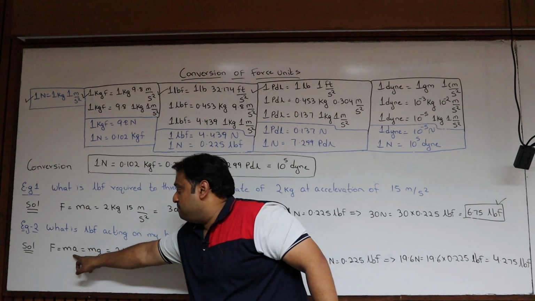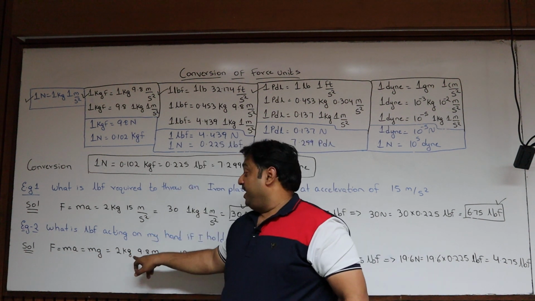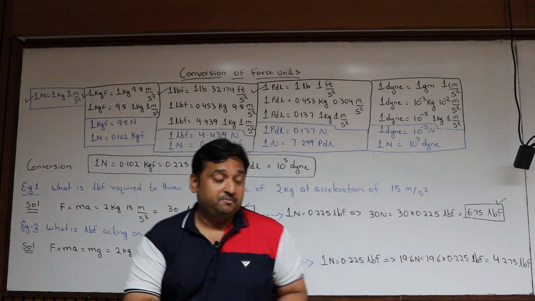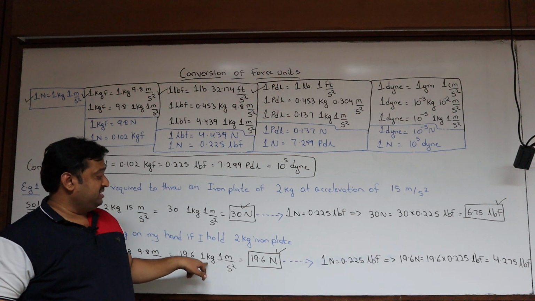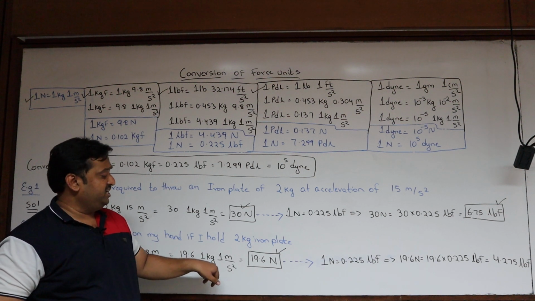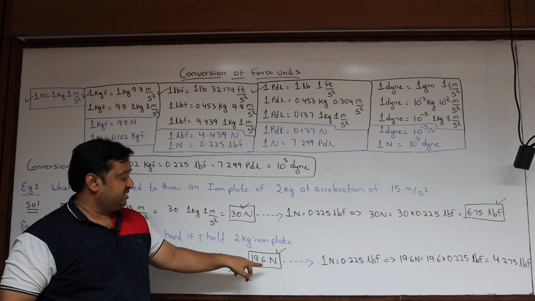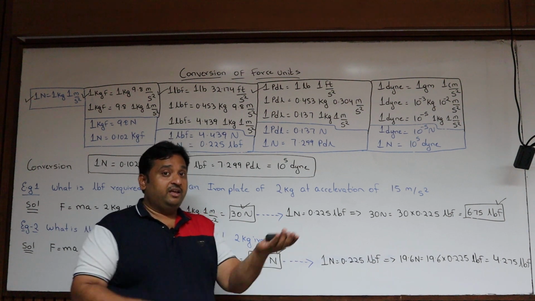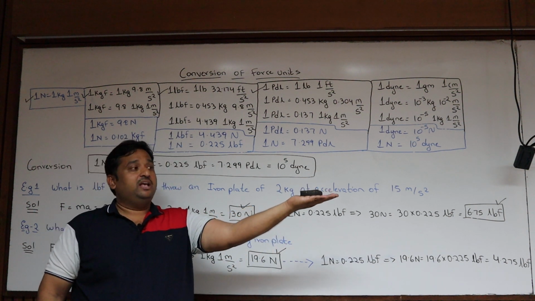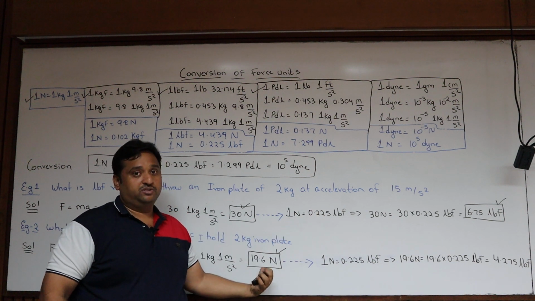Then a becomes 0, and mass is 2 kg into 9.8 meter per second square, which is nothing but 19.6 into 1 kg into 1 meter per second square. So what is 1 kg into 1 meter per second square? Nothing but 1 Newton. Then 19.6 newtons. That means if I am holding this 2 kg, the amount of force that is acting on my hand is 19.6 newtons.